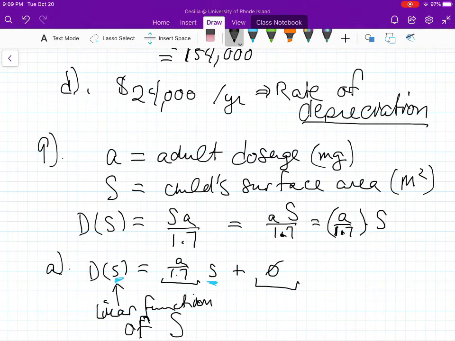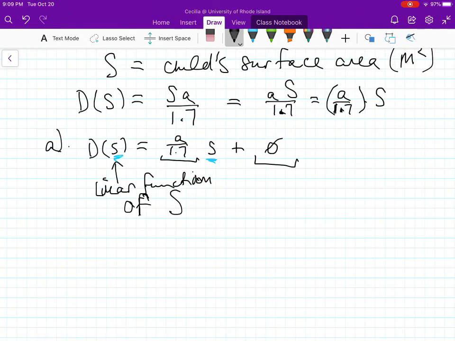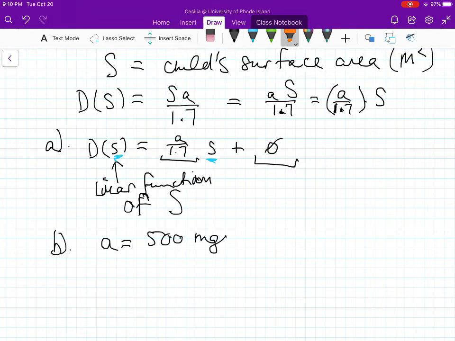Okay, so then the next question is, if the adult dose of a drug is 500 milligrams, so here we're just going to write down what they tell us, that A equals 500 milligrams. How much should a child whose surface area is 0.4 meters squared receive? So we have a conversion function. This is what our linear conversion function is that we have been given. So we can go ahead and substitute what the A is now.